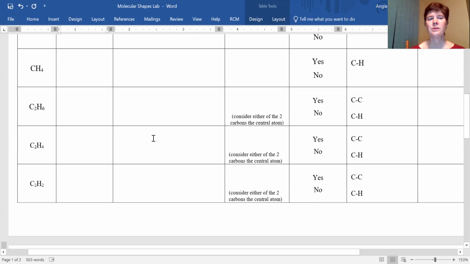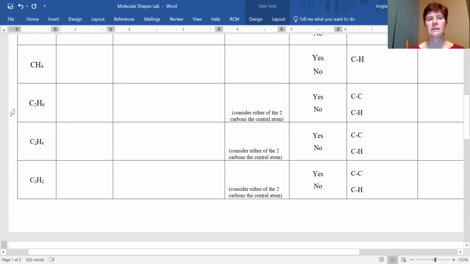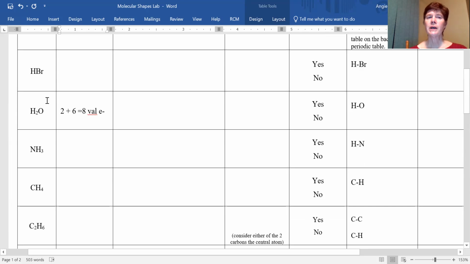Another thing that I'd like you to know is that when we get to these C2H6, C2H4, and C2H2, the carbons will be bonded to each other as central atoms, and then the hydrogens will be distributed evenly bonded to those carbons, okay? And count carefully when you count valence electrons for those, okay? All right, finish up and submit those 2 columns, and then in the next video we'll go through columns 3 and 4.